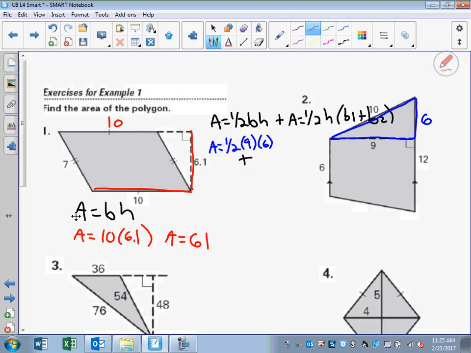Okay. And then we need to add to that the area of this trapezoid. Okay, so we got A equals 1/2. The height of this trapezoid is also 9, same as the triangle. And then if we add the two bases together, we have 6. And this over here should be 6, so we have 12, 6 plus 6.